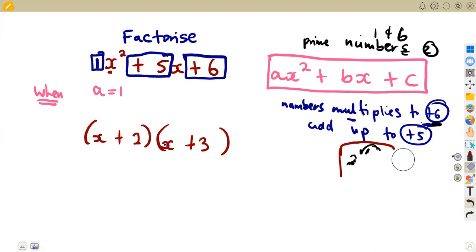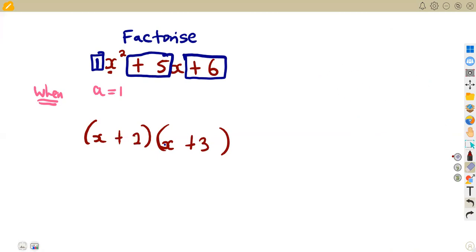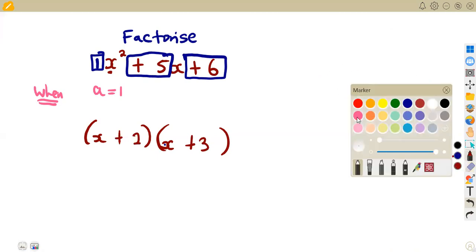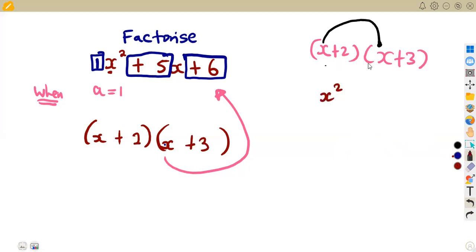And also to prove this, if you go back to your FOIL method or your distributive law, you're going to see that if you expand these brackets, you obtain this as it is. If we expand x plus 2 times x plus 3, remember that x multiplies everything in the second bracket. So it's x times x, which is x squared. Then x multiplies the 3 at the end, which gives you 3x.